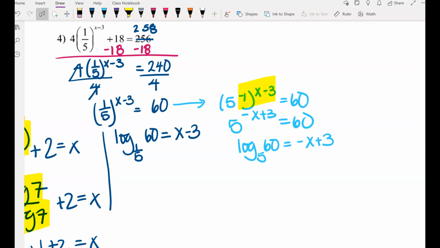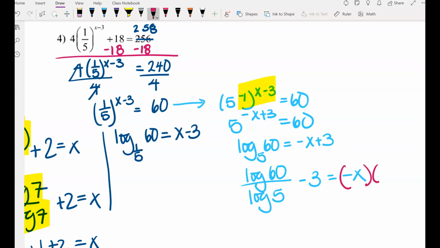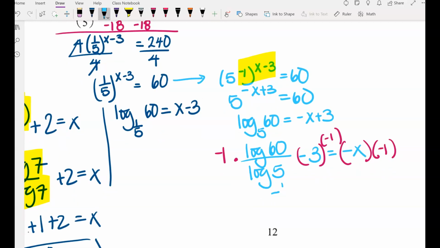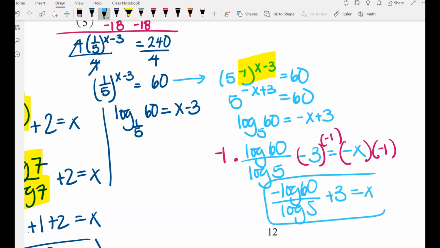So for the lighter blue method, I'm going to subtract 3 from both sides. But I am going to use the change of base here. So log 60 divided by log 5 minus 3 equals negative x. Last, I'm going to divide each and every term by a negative 1. Dividing each and every term by the negative 1 is the same thing as multiplying each and every term by negative 1, like that. So with that said, my exact answer would be negative log of 60 divided by log of 5 plus 3 equals x. This is the exact, okay? We will use a calculator to round it soon.